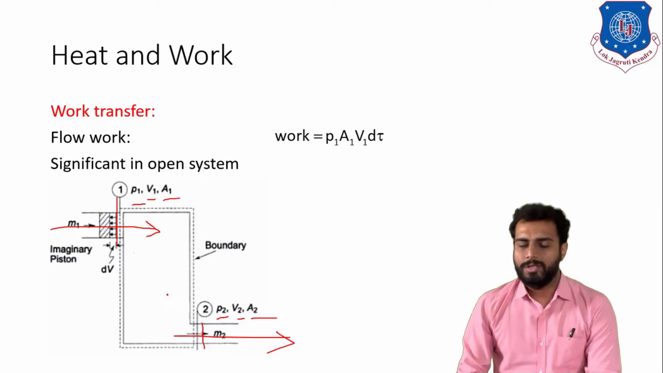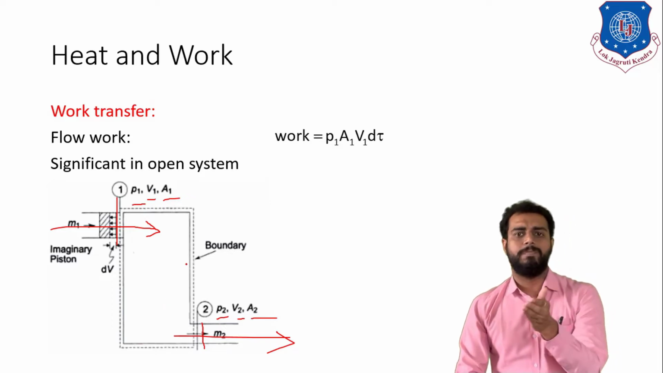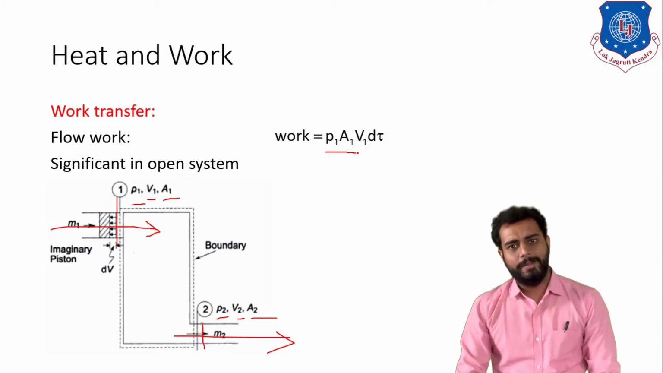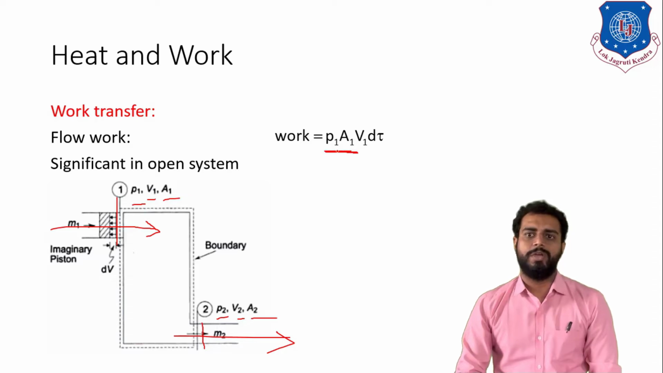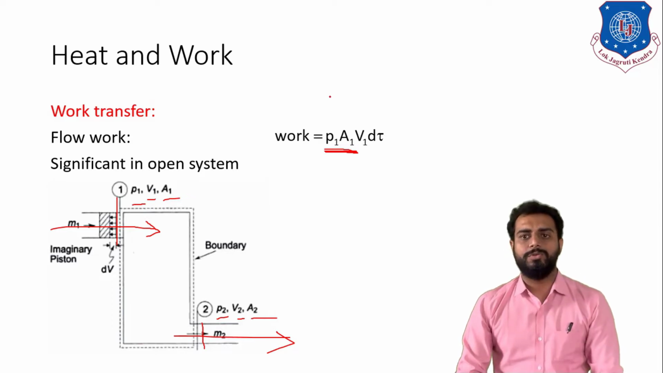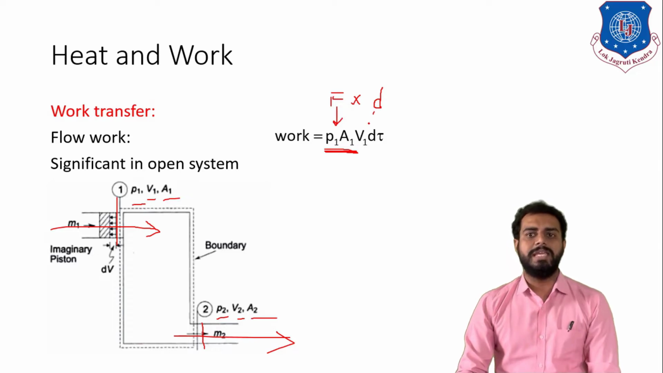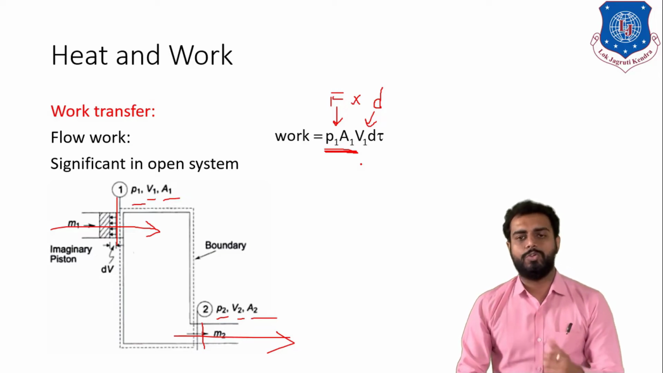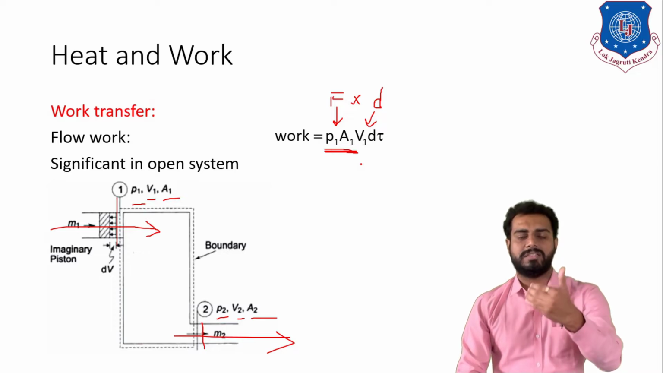Now I want to define the work. You know that work is force into distance. Force is nothing but pressure into area, which is why I have defined P into A like this. Very easy to understand. Then work is nothing but force F into distance D. So force is defined by P1 A1, and distance D is defined by velocity and time. Remember, you have learned in your basic science course in school that velocity is distance divided by time.